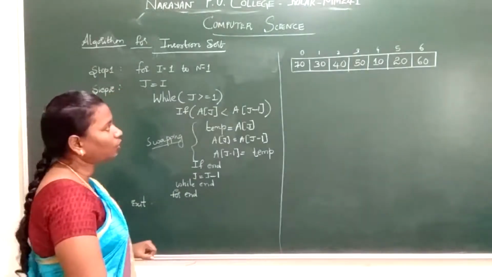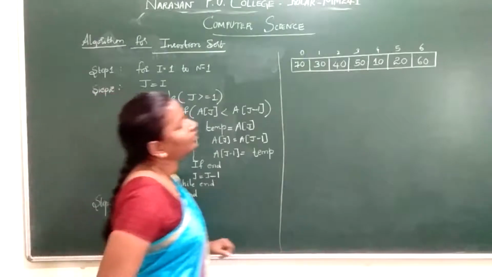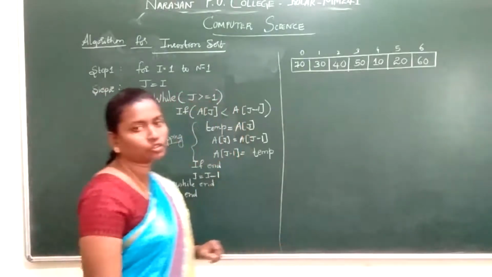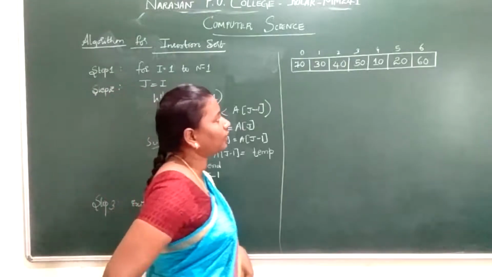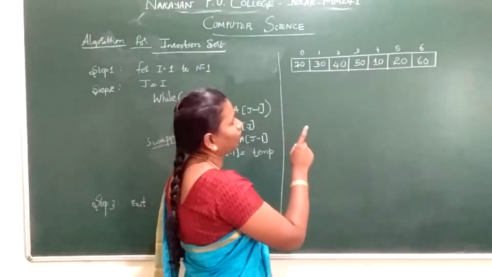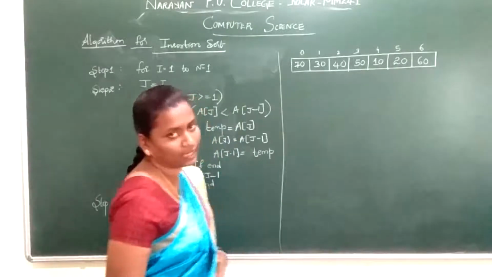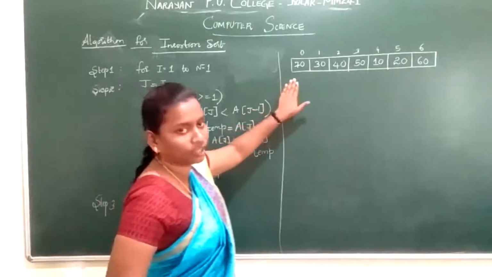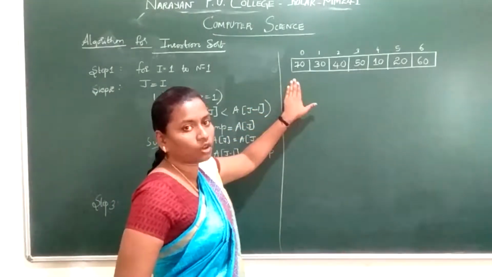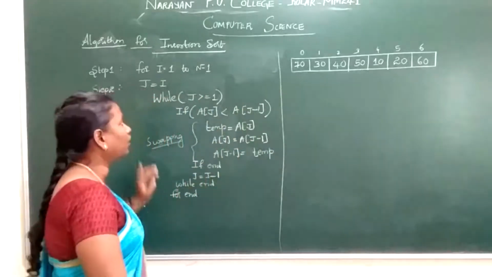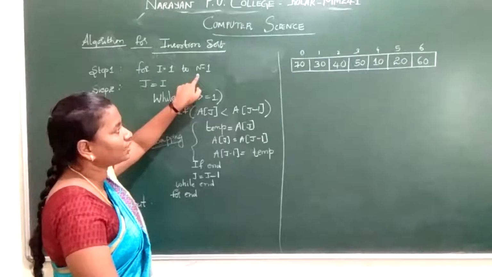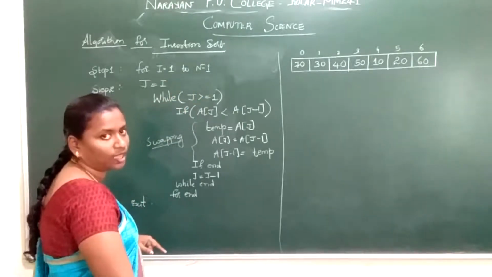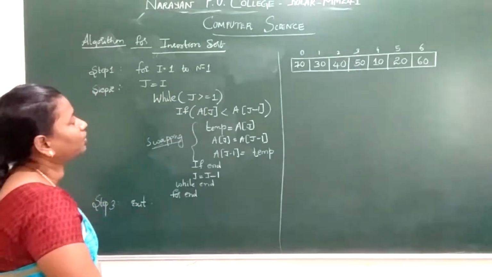Then we'll exit. Now we'll see this array. I've taken 7 elements. The elements should be sorted in ascending order. I repeat, the elements should be sorted in ascending order: 10, 20, 30, 40, 50, 60, then 70. This array is not in a sorted form, so we'll arrange it in ascending order. For i equal to 1 to n minus 1: my array size n is 7, so n minus 1 is 6.